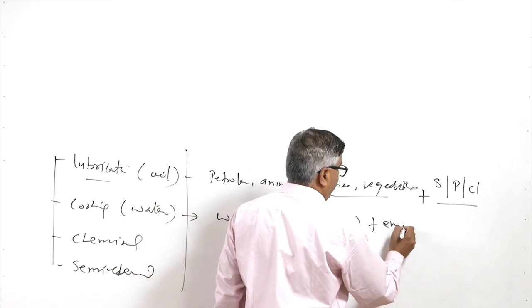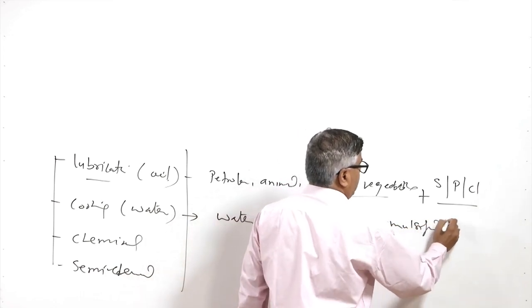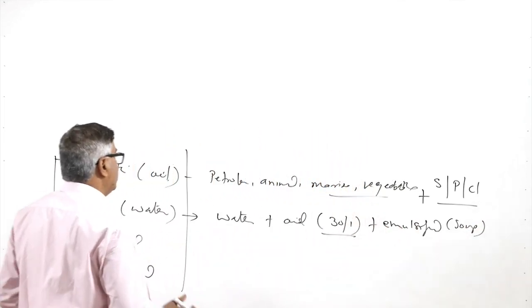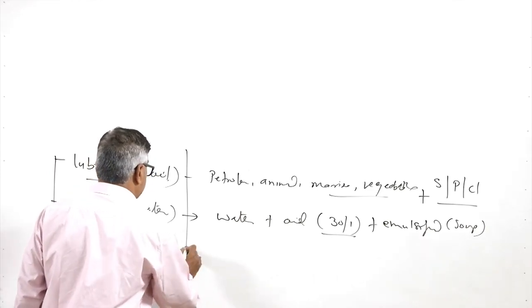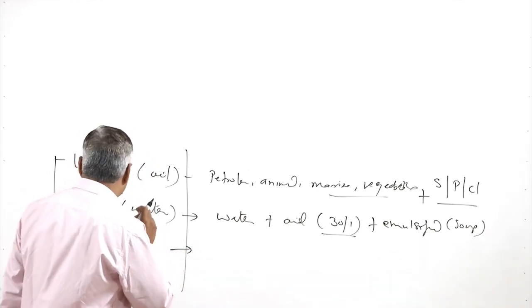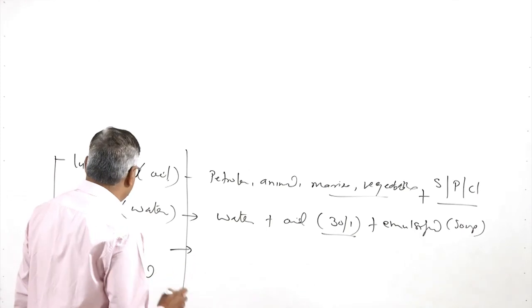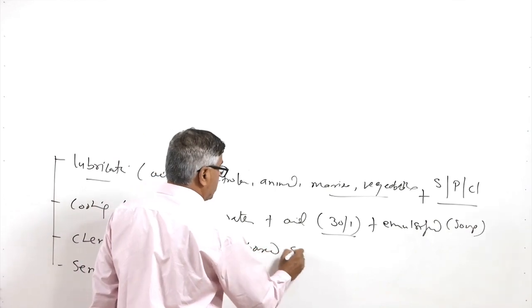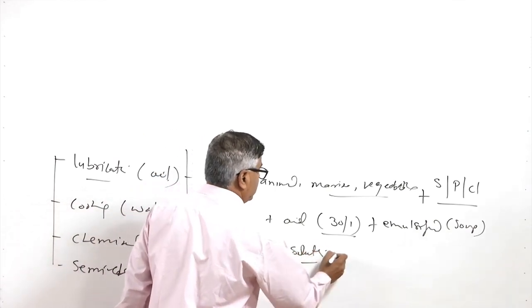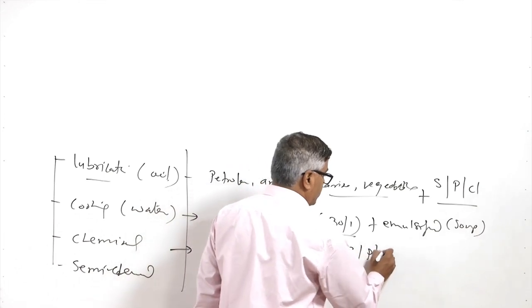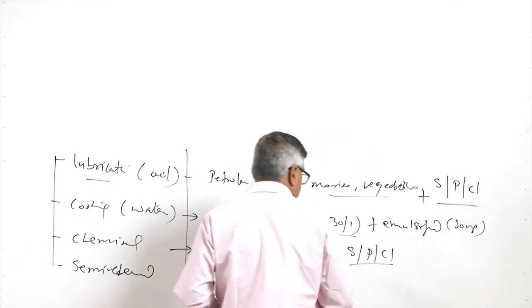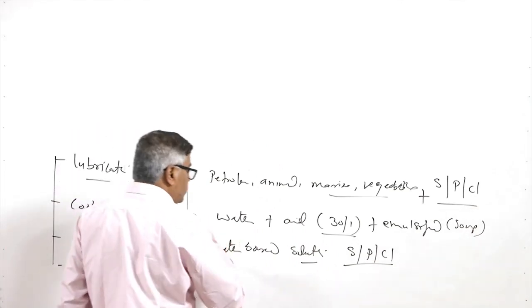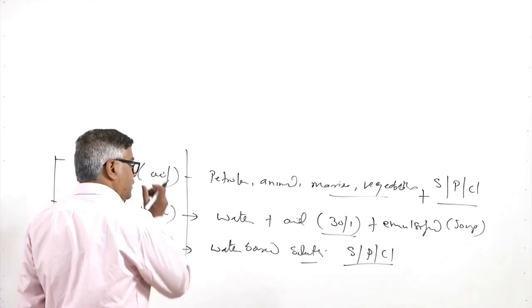The emulsifier, like soap, is used so that the oil gets distributed in the water effectively, and this is used for conditions when good cutting and good cooling are required. On the other hand, the chemicals are water-based solutions wherein compounds of sulfur, phosphorus and chlorine are added in order to make them better, to provide cooling as well as good cutting fluids.